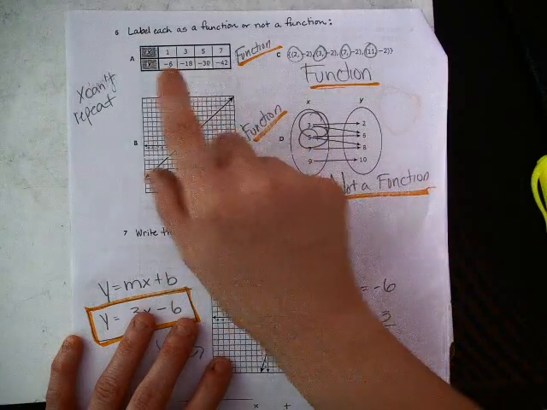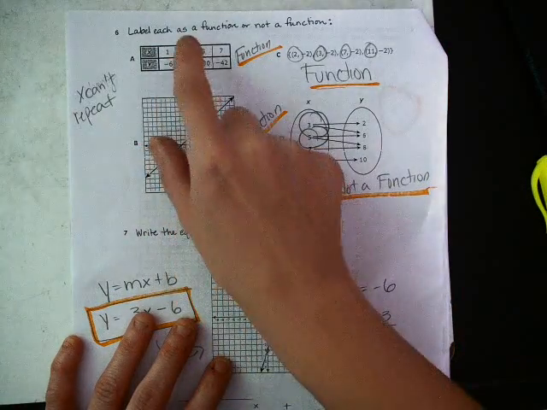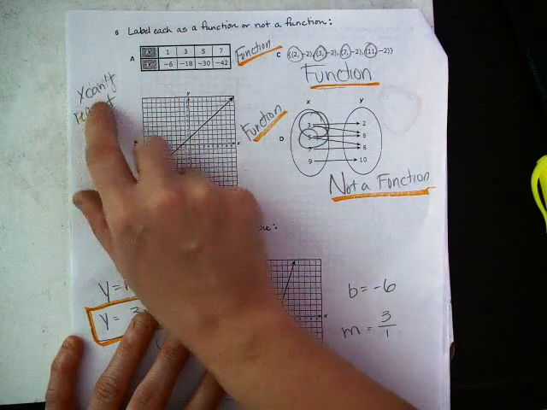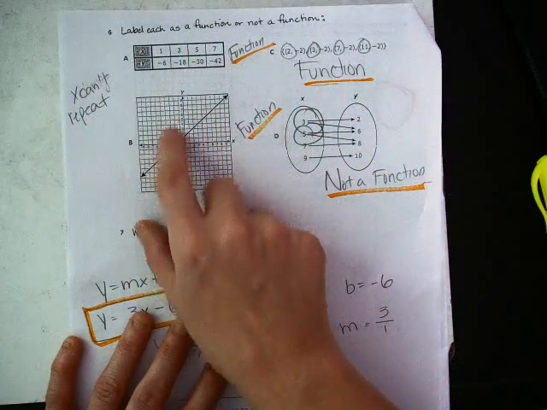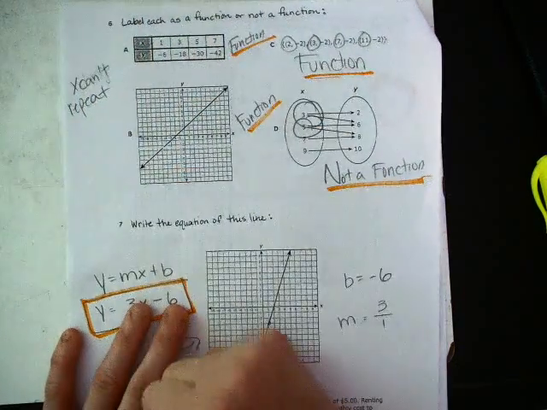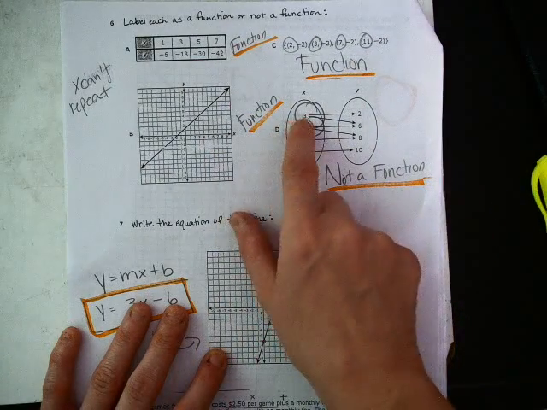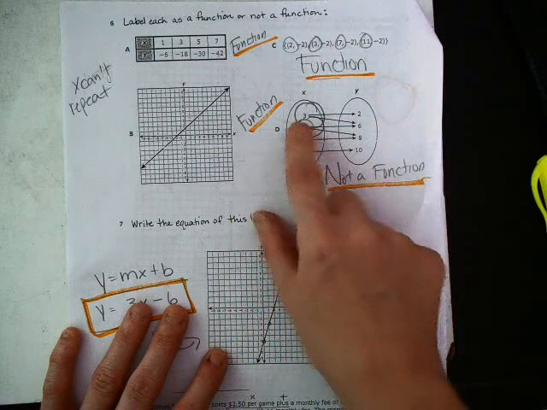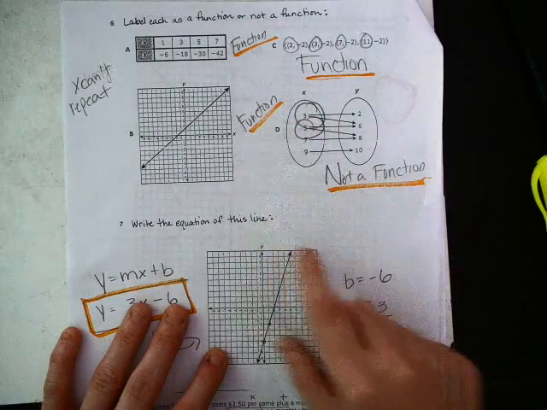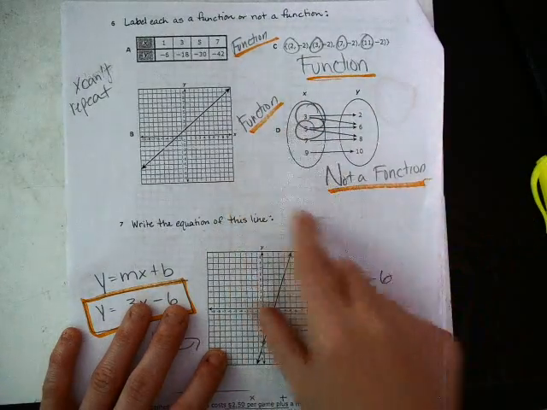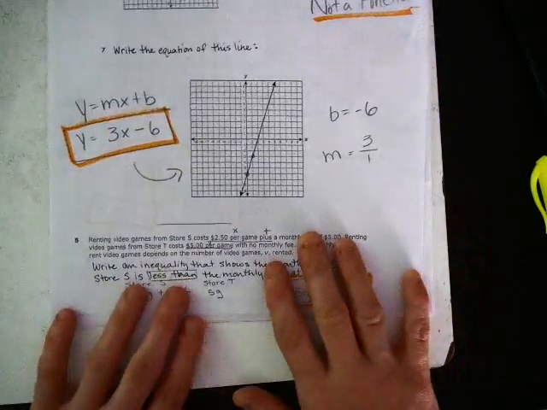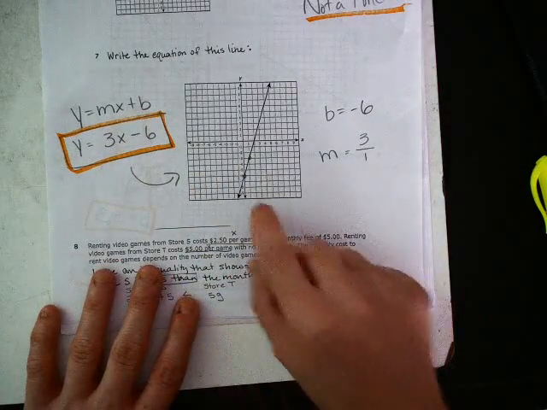Then, which is a function or not a function? If the y doesn't repeat, the x can't repeat. So the x can't repeat, the x never repeats, it's the vertical line test. The x never repeated, so these are all functions. This shows right here the x is repeating. The y may, but the x can't, so it's not a function.